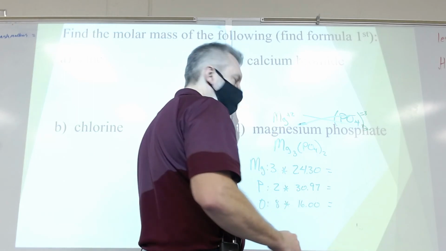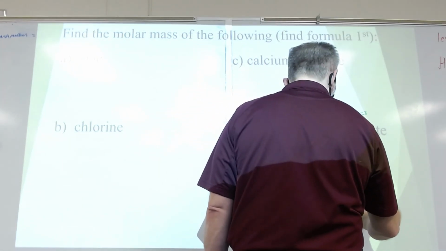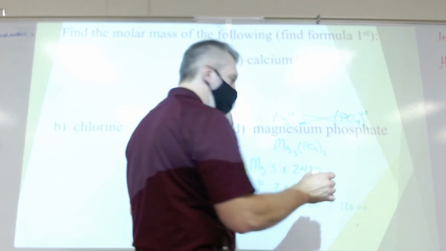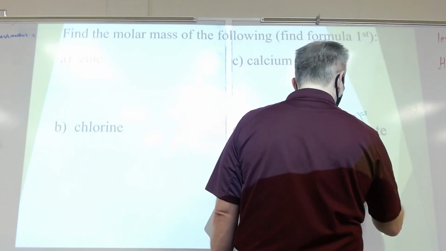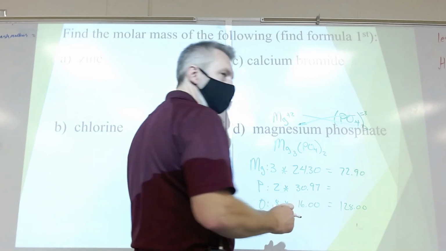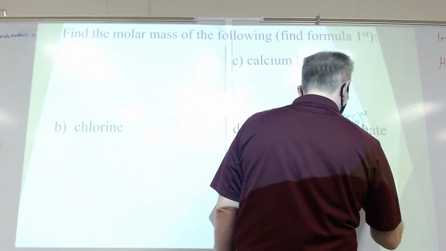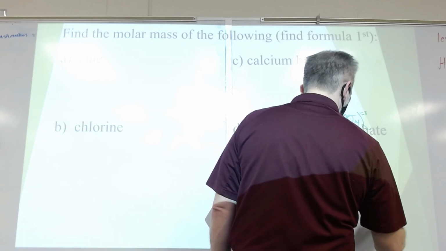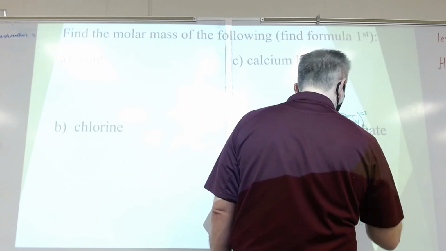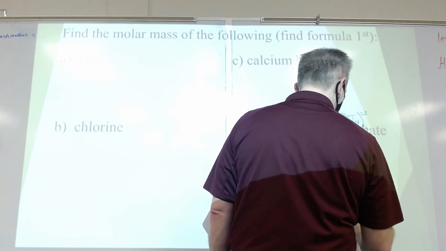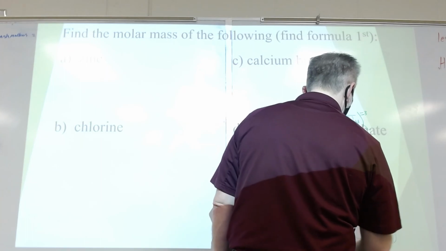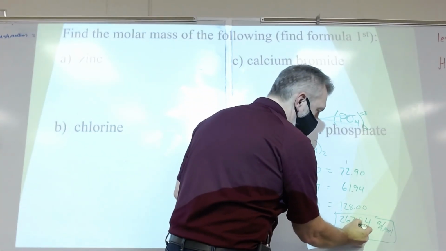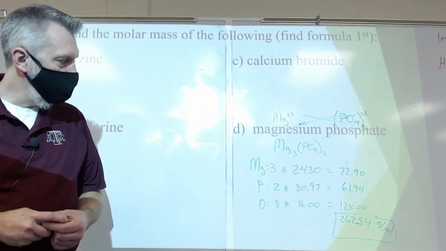Okay. And we multiply all these out. And this 3 times 24.30 is 72.90, okay. And this one is 61.94. Add all that together. So it should be 262.84. Is that right? Did I mess something up here? Are we okay? 262.84 grams per mole.